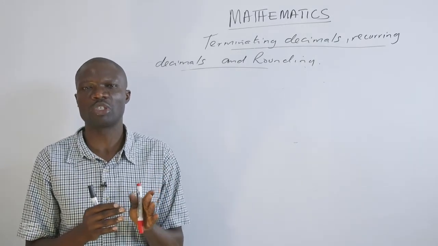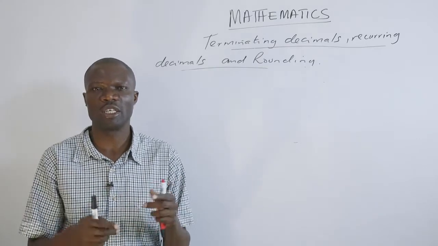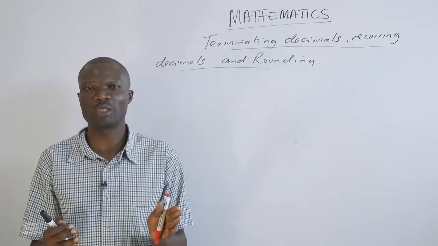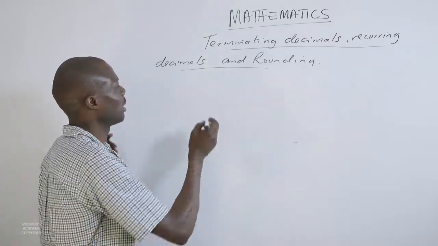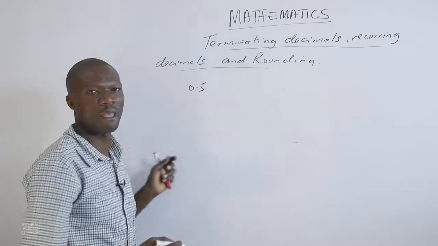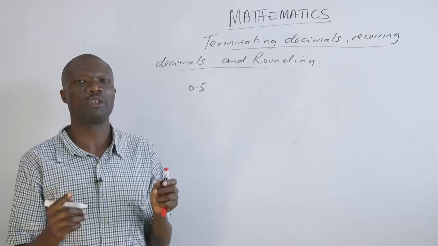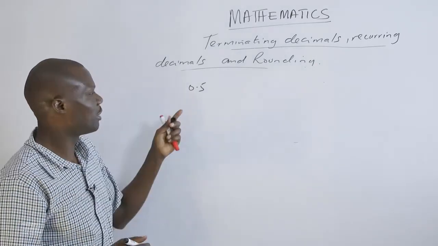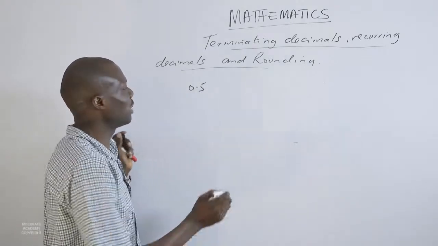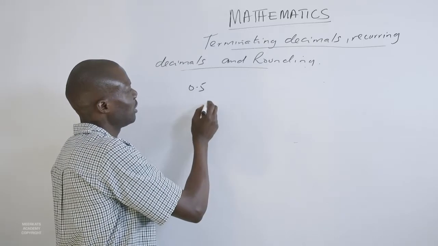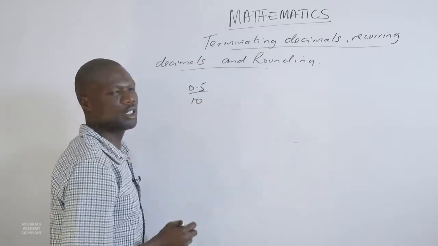Not all decimals can be easily converted. The simple decimals are straightforward to convert. For example, if you have a decimal like 0.5, to convert 0.5 into a fraction, because we have one decimal place, this is the same as simply saying over what? 10 down here.